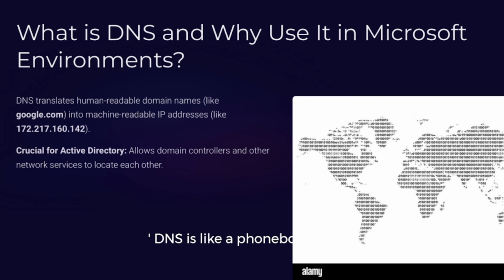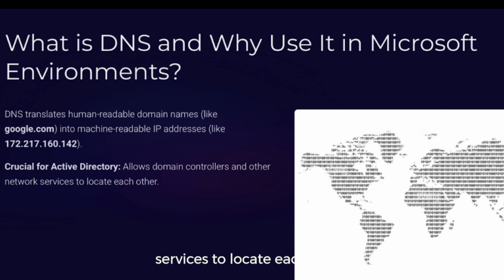DNS is like a phone book for the internet, translating human-readable domain names, such as google.com, into machine-readable IP addresses like 172.217.160.142. It's crucial for Active Directory, allowing domain controllers and other network services to locate each other.